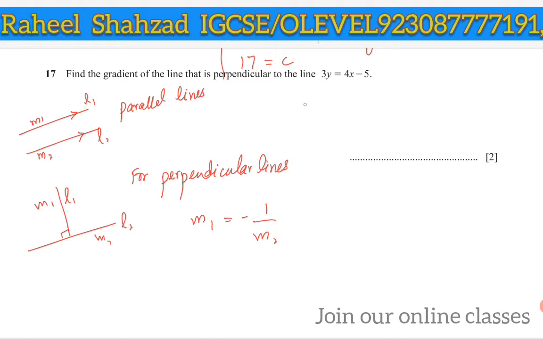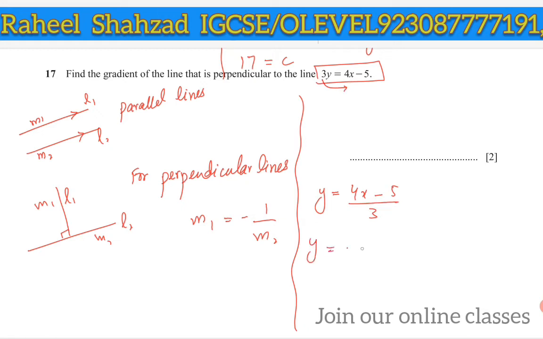So now in this question we have 3y equals 4x minus 5. I'm going to divide by 3 over there. So y equals 4 by 3 x minus 5 by 3. So the slope of this line is 4 by 3. And a line that is perpendicular to this will have slope minus 3 divided by 4. So minus 3 divided by 4 is the gradient of the perpendicular line.